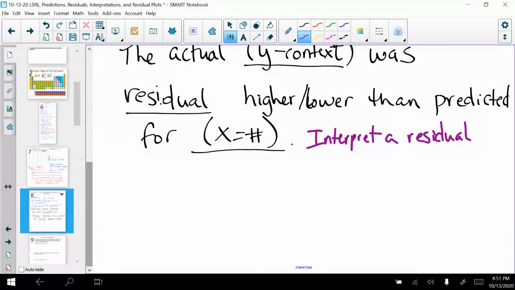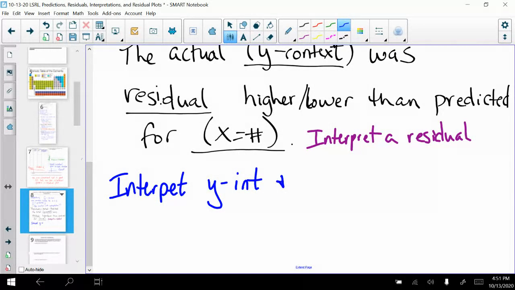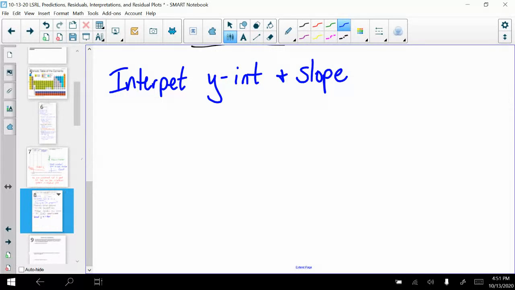Okay, so the next part that I wanted to talk about is if we need to interpret both slope and our y-intercept. So y-intercept and slope. Let's make sure we get these sentences written down. They'll definitely make our life easier when we're taking quizzes and things like that, so that we make sure we get all of our points.